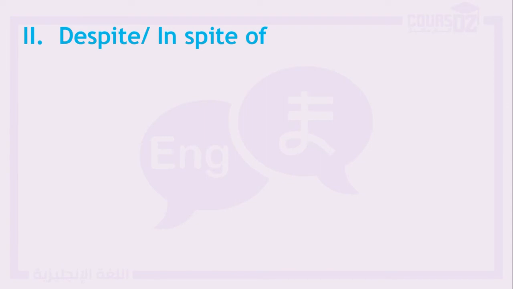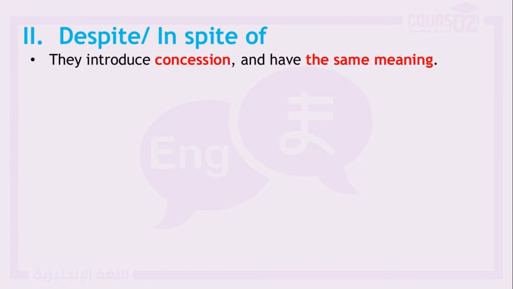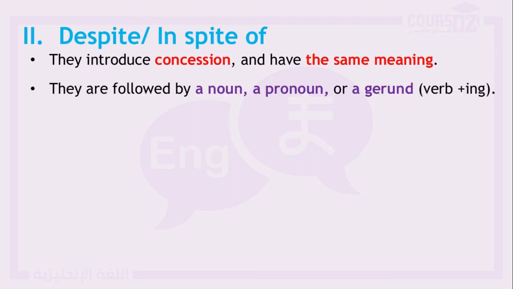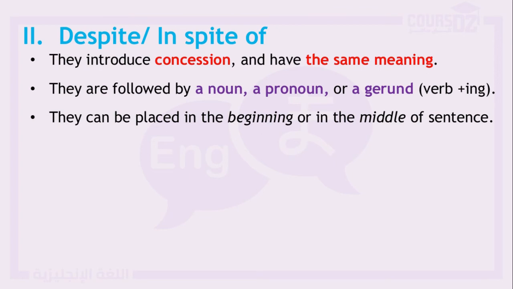ثانيا باستعمال despite or in spite of. They introduce concession and have the same meaning كما although and even though. They are followed by a noun، نكتبوا مراهم اسم، or a pronoun ضمير، or a gerund. A gerund, that's the verb plus ing. Okay, and they can be placed in the beginning or in the middle of the sentence.